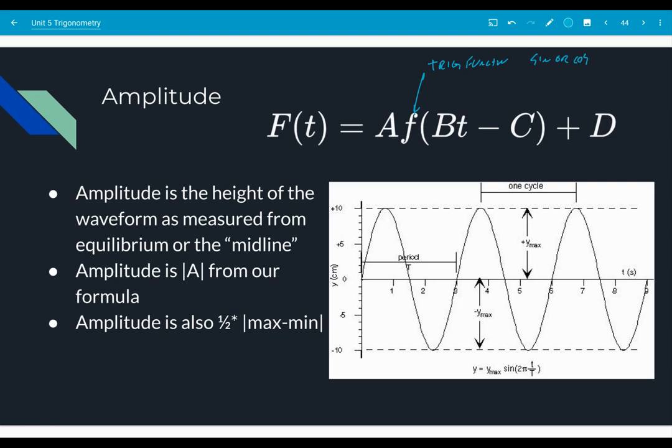So amplitude is from 0 to our height. That's the amplitude. Okay, your amplitude is usually measured in positive because the trig functions oscillate from above the midline to below the midline, so it's the absolute value of A. The other way you can do it is if you know the maximum and the minimum, you could subtract the two.